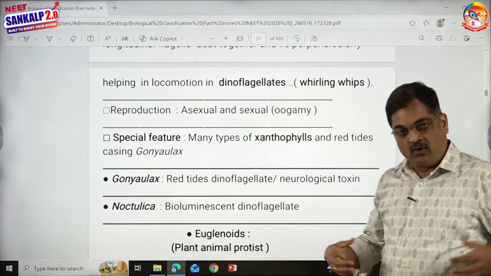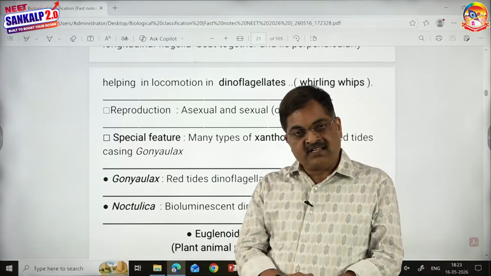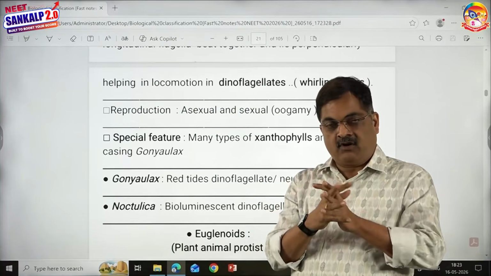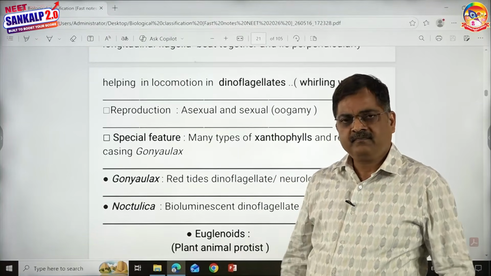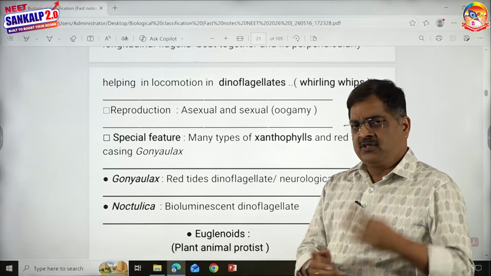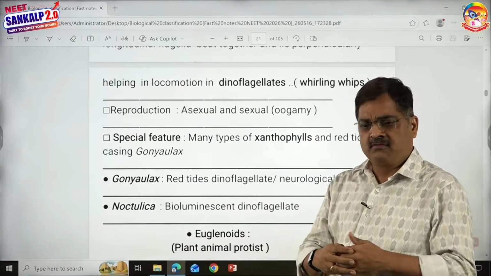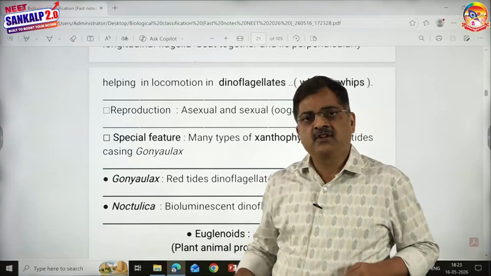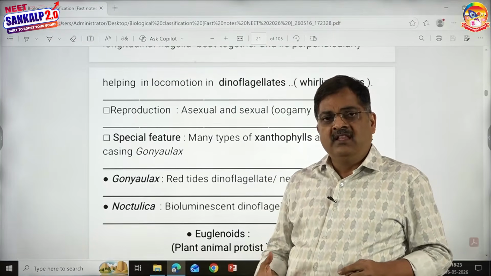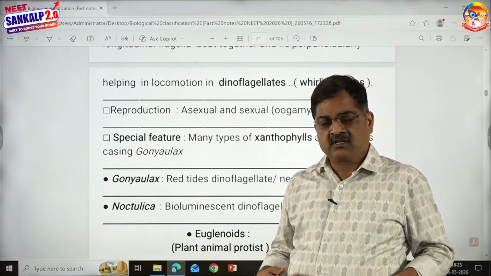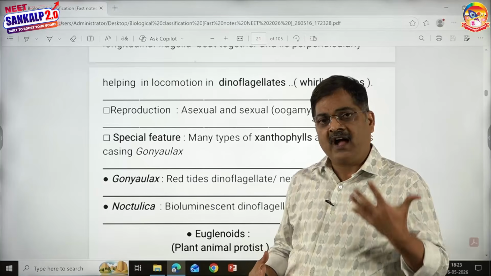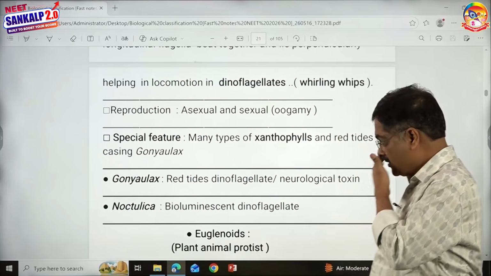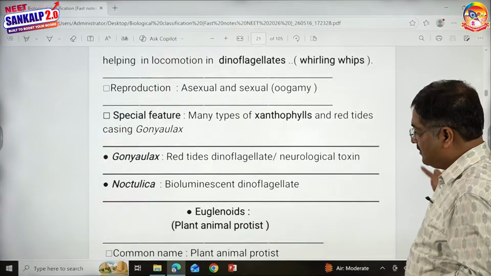Now what are red tides? All these Gonyaulax dinoflagellates move in masses, in huge numbers in water. Two things they do: they clog the gills of fish in the process of their movement and cause respiratory suffocation for them, and they also secrete neurotoxins like saxitoxin, which are harmful to the fish. That's an important point to remember. Noctiluca is bioluminescent.